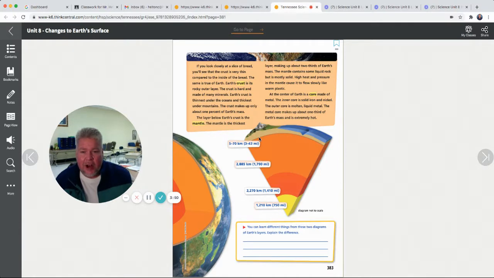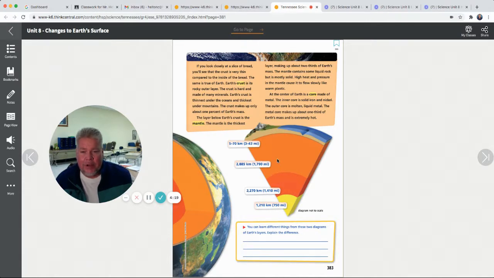The crust is hard and made of many minerals. Earth's crust is thinnest under the oceans and thickest under mountains. The crust makes up only about 1% of the Earth's mass. So the crust is this thin. If you were eating a piece of pizza, that's where the crust would be. That's a good way to remember it, okay? The crust is on the outside layer of the Earth. The layer below that is the thickest layer. It's the mantle.